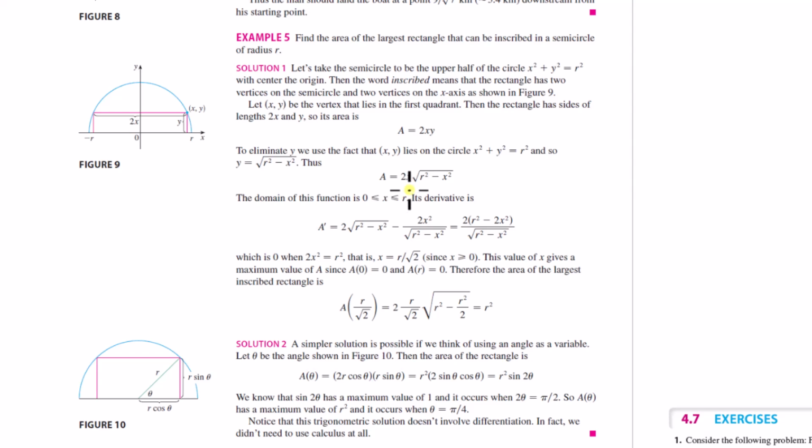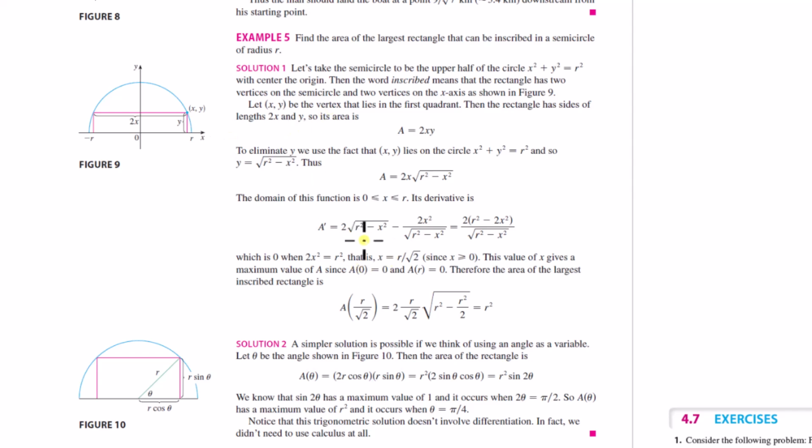This is a continuous function, at least in the region we're analyzing, because we're not going to have a negative root. So this is a continuous function over a closed interval, and we can use the closed interval method. You evaluate at the endpoints, and the area is going to be equal to 0 at the endpoints.